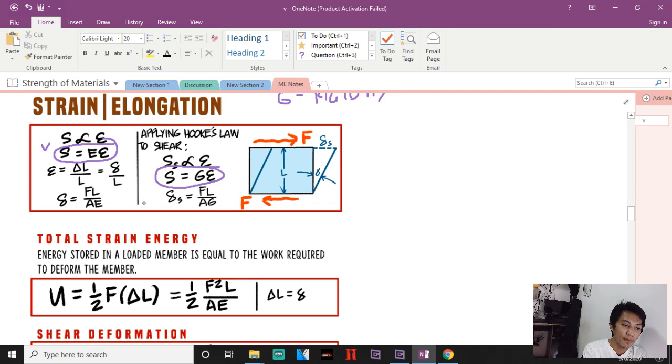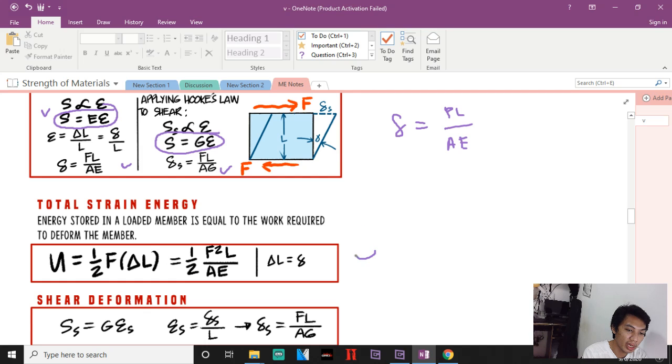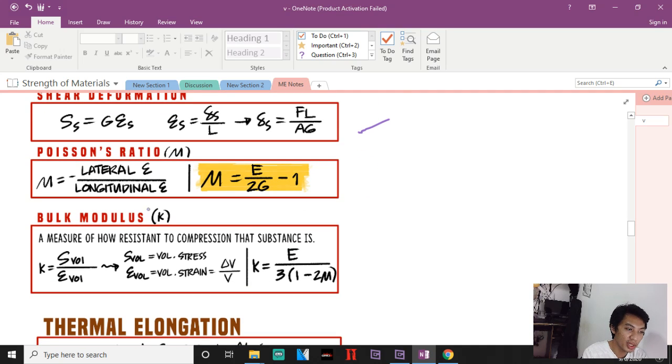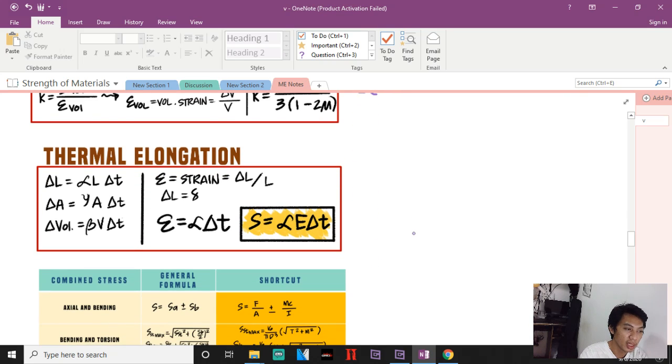FL over AE. Ito naman, G, ganun din. Simplify lang. And then, total strain energy, hindi nyo na kailangan ito i-memorize. Okay, shear deformation, I have told you. Ito na lang yon. Poisson's ratio, ito rin yon. Pwede ito. Mas madali pa nga ito. Pareho lang yan nung kanina. Ito, hindi na kailangan i-memorize.